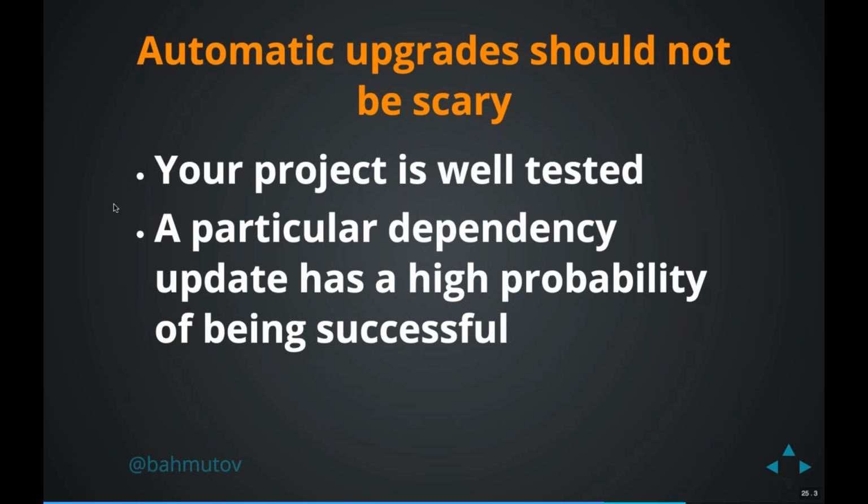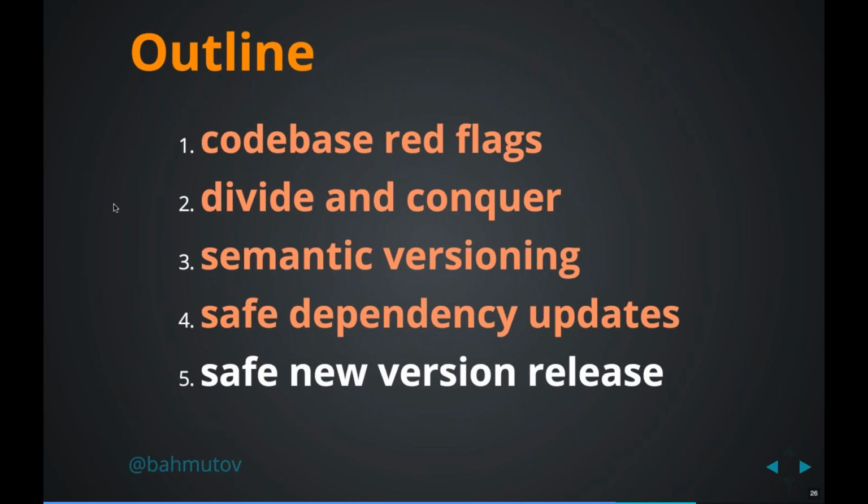And I think automated upgrades for your NPM dependencies should not be that scary, but only if your project is well tested, and only if a particular dependency has a high probability of being successful. And we can use data from Next Update to decide that. We can also say, well, only trust patch updates or minor version upgrades. So this allows you to automate dependency updates.